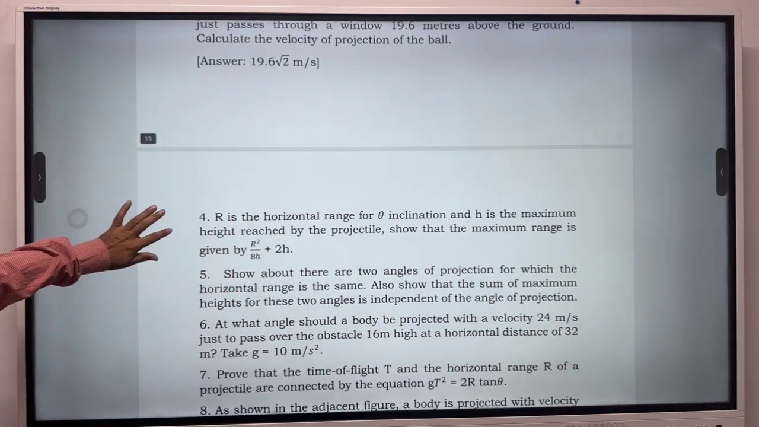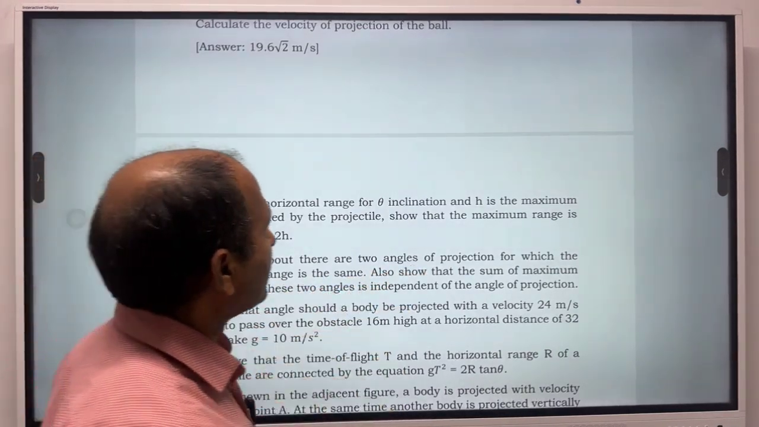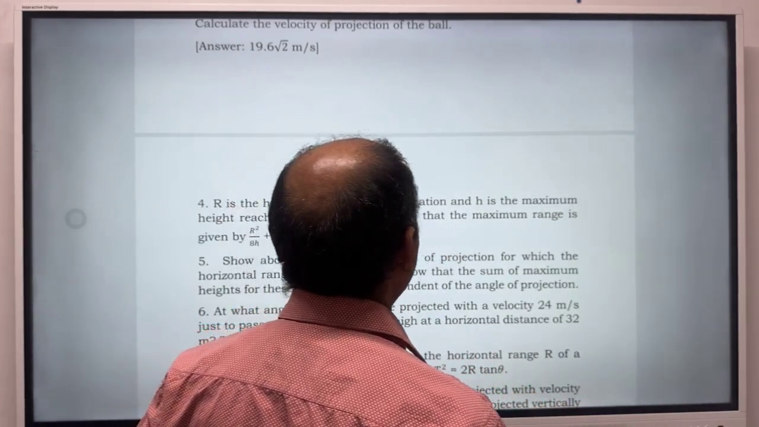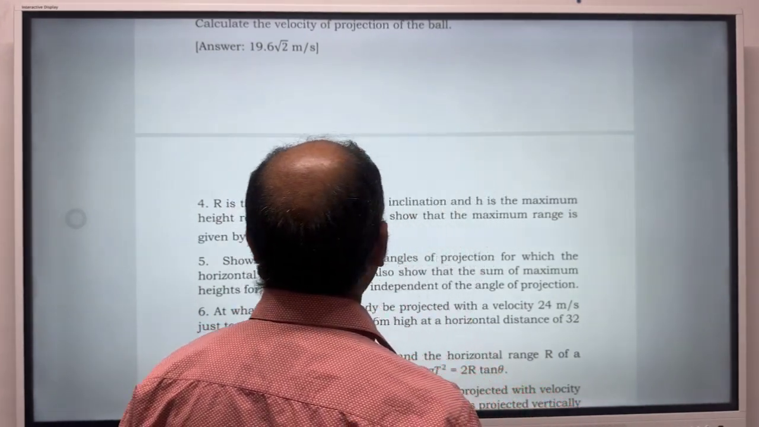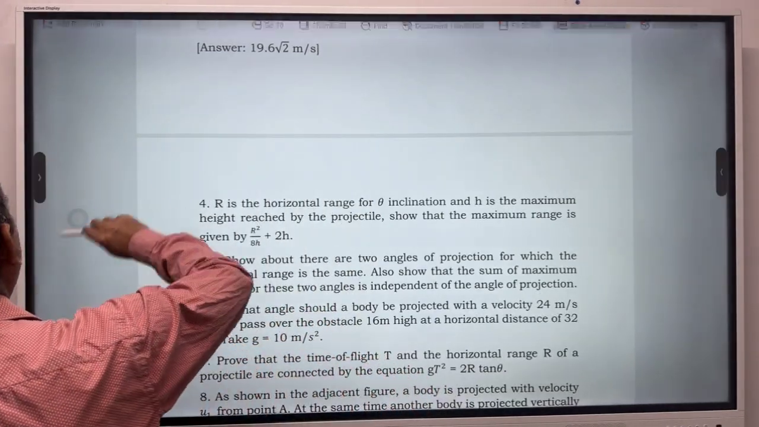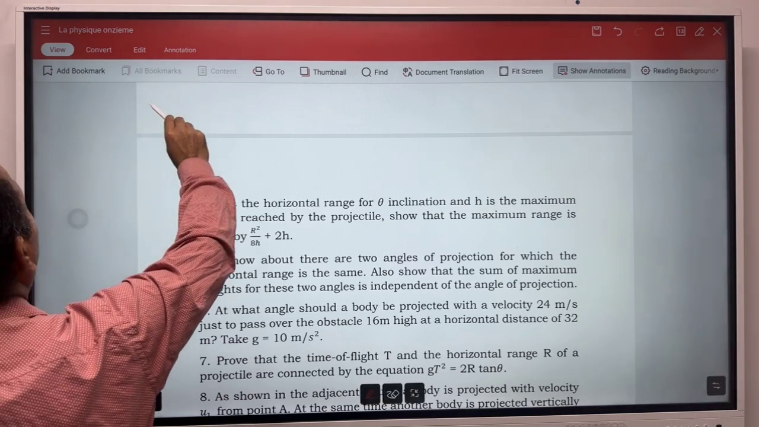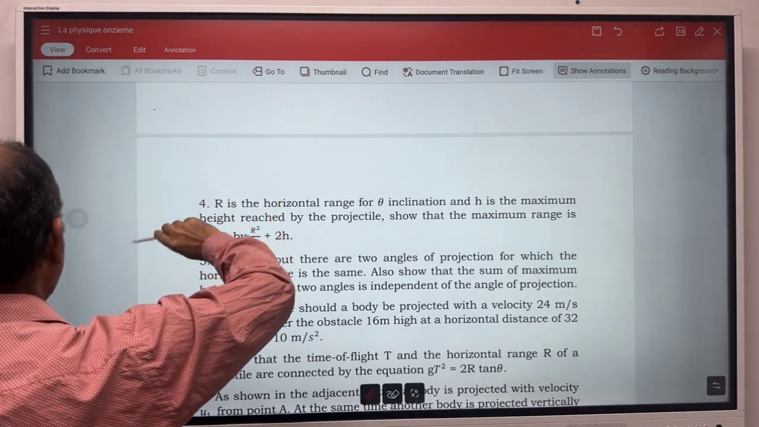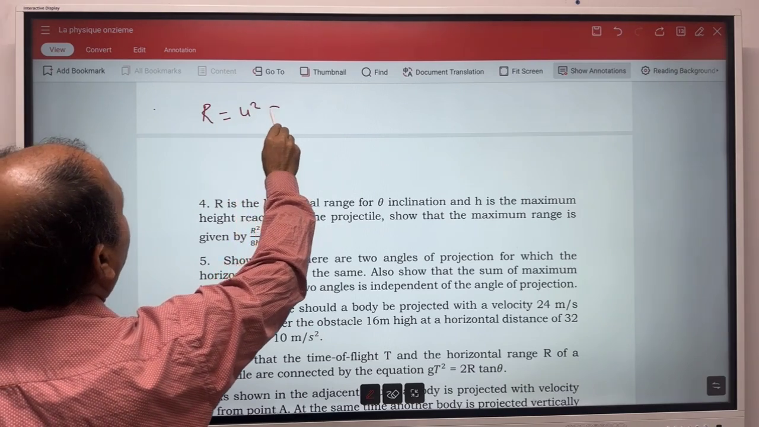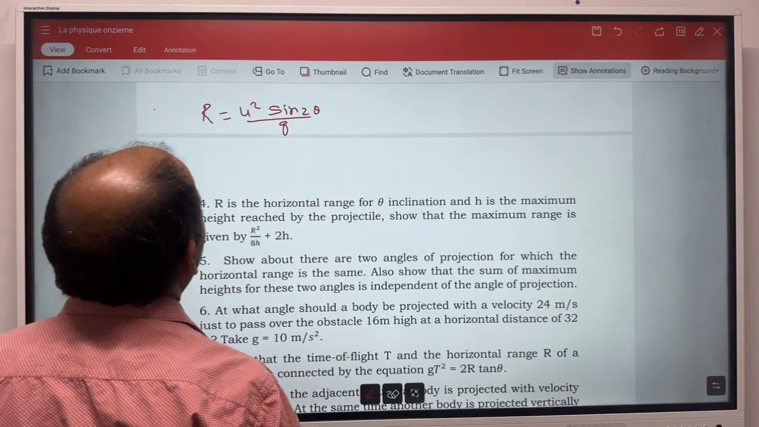Now, the next question is: show that there are two angles of projection for which the horizontal range is the same, also so that the sum of maximum heights for these two angles is independent of angle of projection. So if you remember, for the same horizontal range, there are two angles of projection. So horizontal range R is given by u square sine 2 theta divided by g.